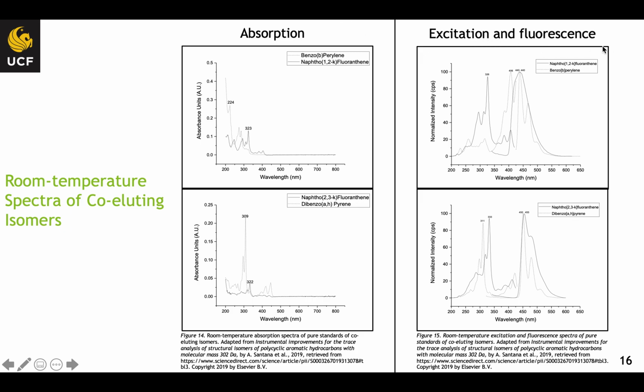Excitation and fluorescence spectra of these are also overlaid, as you can see here. The excitation and fluorescence are overlaid for these same co-eluting isomers, and again we observe very strong overlapping of their spectra, making it impossible to determine one individually from the other. The same is true for the second pair of N23KF and DBAHP, so strong overlapping in their excitation as well.